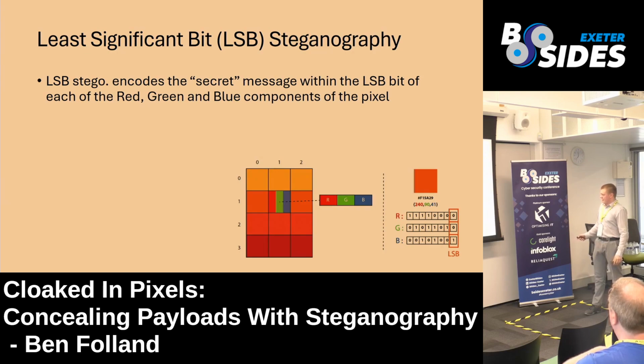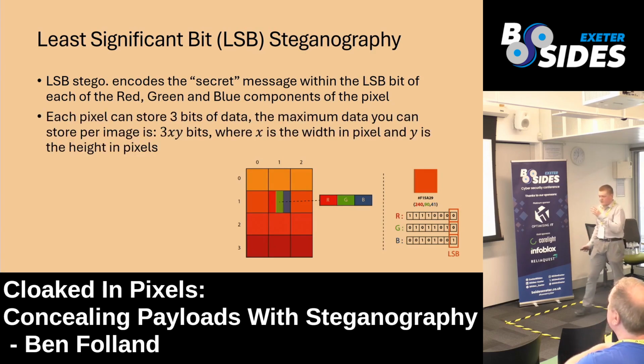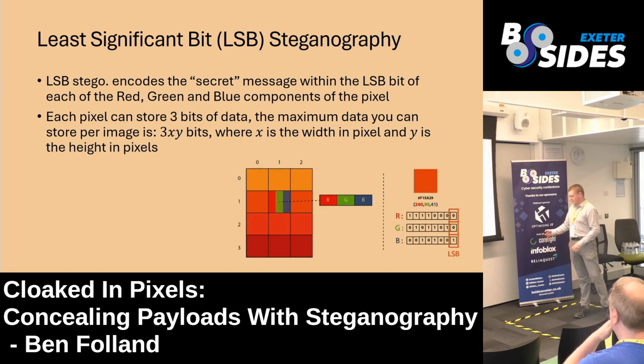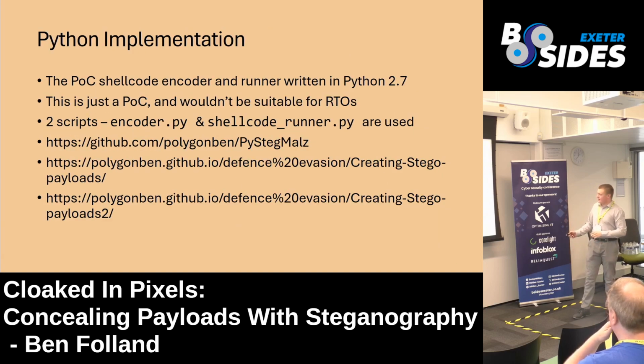You can see here we've got a pixel, the RGB components, and then the least significant bit on the right-hand side. You'll notice an image has a finite number of pixels, and each pixel can store 3 bits of data, so there's an upper limit to how much data you can encode, and that is 3xy, because there's a total of xy pixels, and you can get 3 bits per pixel. So 3xy bits per image, where x is the width and y is the height in pixels.